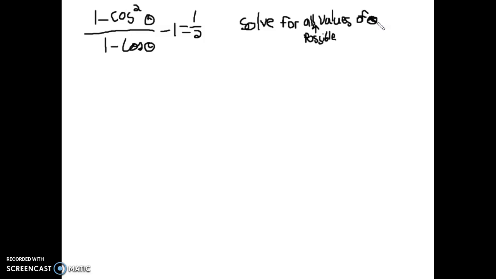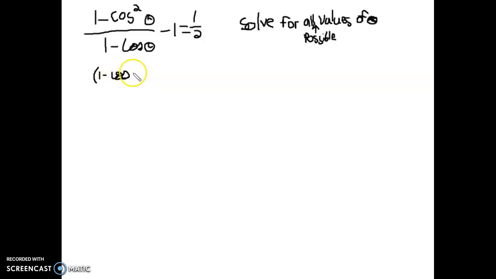that would satisfy this equation right over here. And so that's exactly what we're going to do in this video. We're going to solve for all possible values of theta. And so essentially what we're going to do is first factor out the numerator of the left side of this equation.